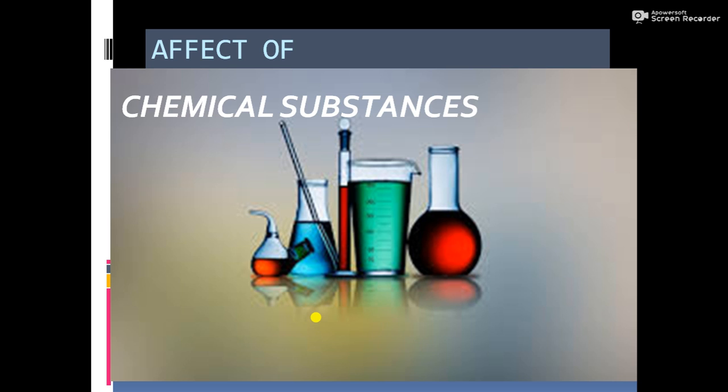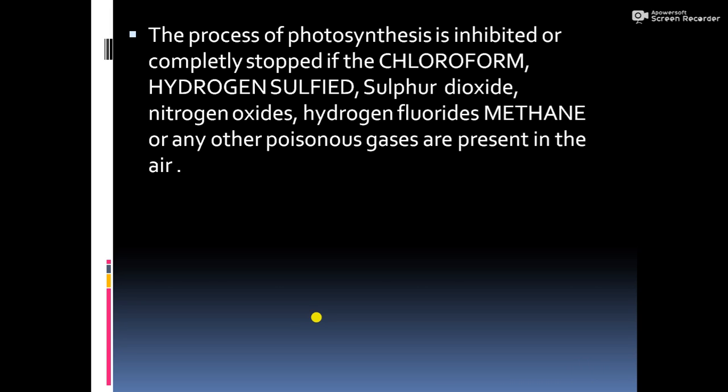Effect of chemical substances. So, if some chemical substances are in the photosynthetic area, it will have a great effect. The process of photosynthesis is inhibited or completely stopped if chloroform, hydrogen sulfide, sulfur dioxide, nitrogen oxide, hydrogen fluorides, methane, or any other poisonous gases are present in the air.